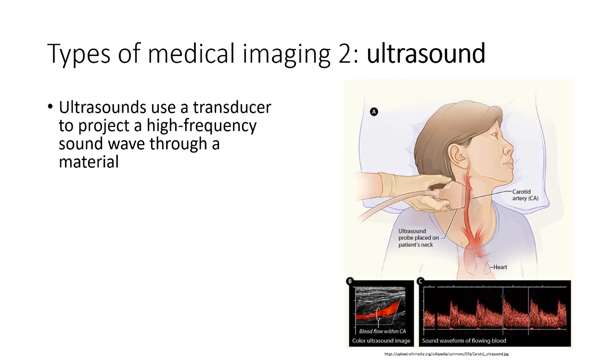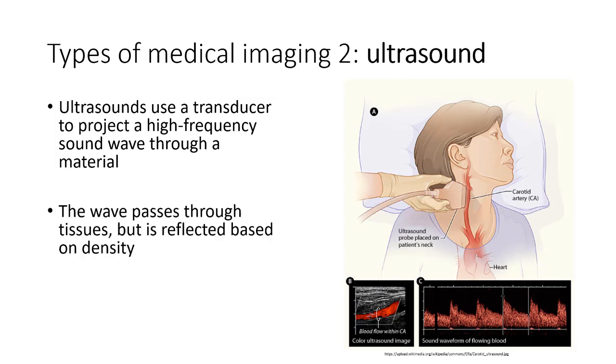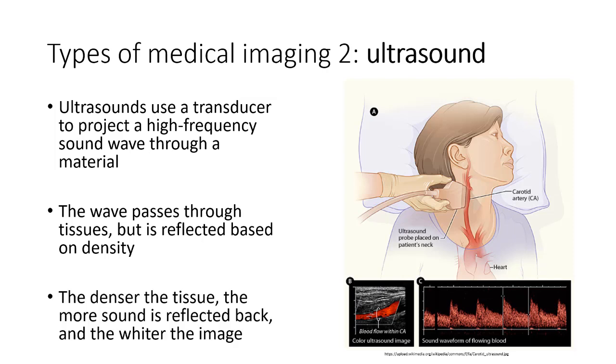One alternative is the ultrasound. Ultrasounds use a transducer to project a high-frequency sound wave through the sample. Here we can see the transducer being used to image the carotid artery of this patient. The sound wave passes through most tissues, but is reflected back to the transducer based on density. The denser the tissue, the more sound is reflected back, and the whiter the image.